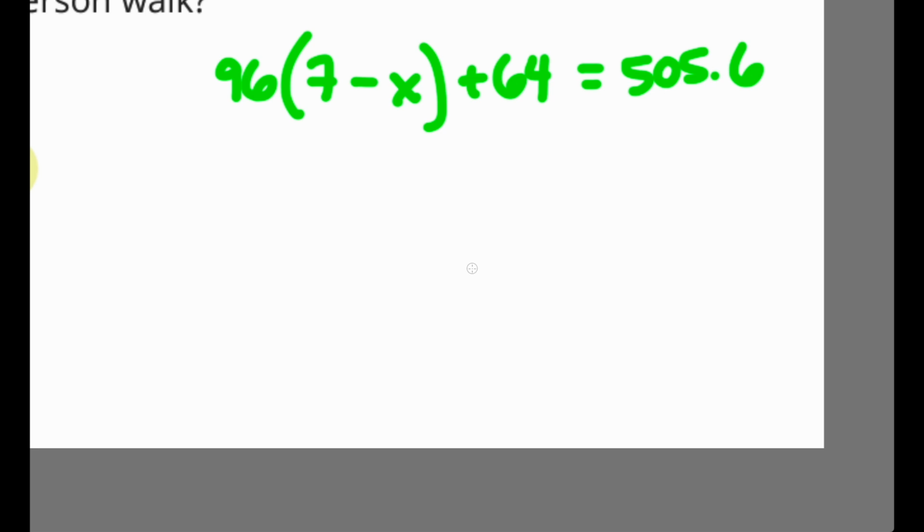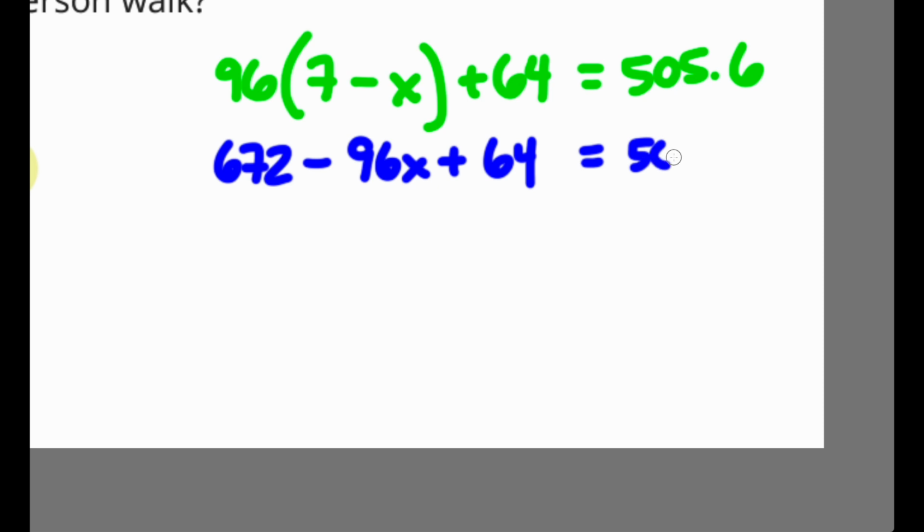Okay, so first thing we're going to do is distribute. If you notice, the numbers are a little bit bigger now, but that's completely okay. We're going to have 672 minus 96x plus 64x is equal to 505.6. And actually, I forgot to put the x here and the x here. I said it, but didn't actually write it down. That's embarrassing. All right, from here, we're going to simplify this.